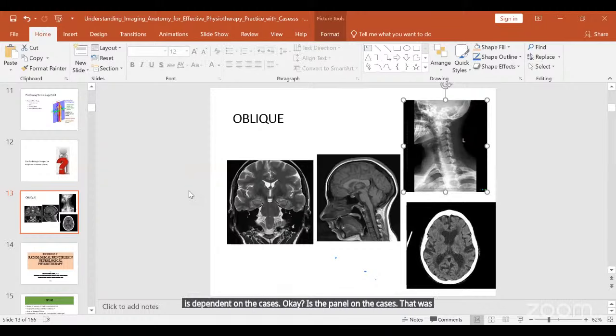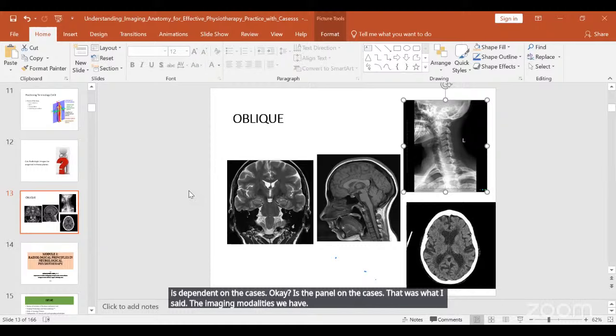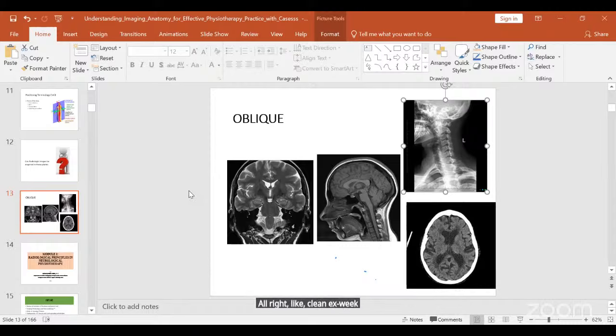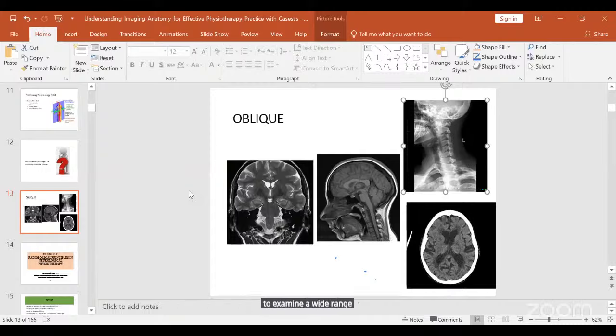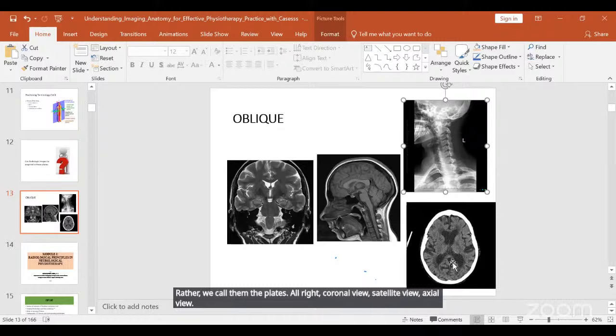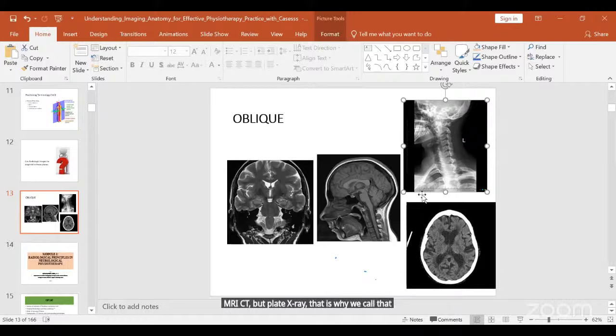That's what I said. The imaging modalities we have, like plain X-ray. Those are the ones we use: the AP, the lateral, the axial, the cubitus projections, to examine a wide range of conditions. Okay, plain radiography. But when we come to the higher imaging modalities, we don't call them the AP views or the lateral views. Rather, we call them the planes: coronal view, sagittal view, axial view, MRI, CT. But plain X-ray, we call them the AP projection, the PA projection, the lateral projection, the oblique projections, the cubitus projection, and so on and so forth.